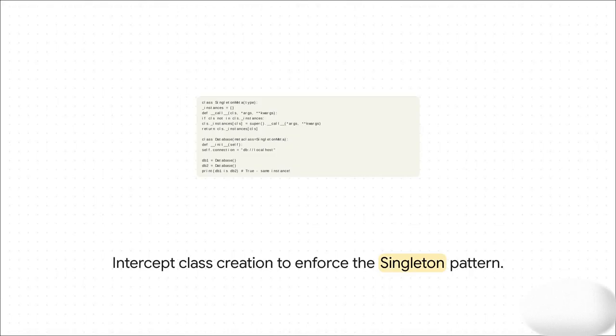Check this out. If we want to enforce a strict singleton pattern, we can create a singleton metaclass that inherits from type. The real magic happens when we intercept the class creation process inside the dunder call method. Every time the class is called, we check an internal dictionary. If an instance already exists, we just return it. If not, we generate it.